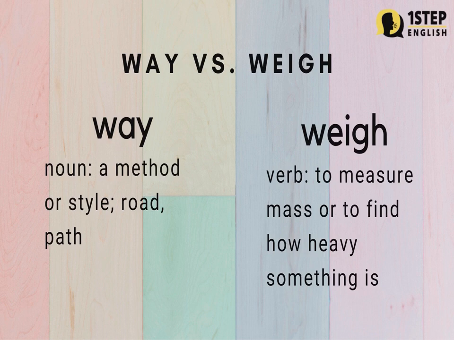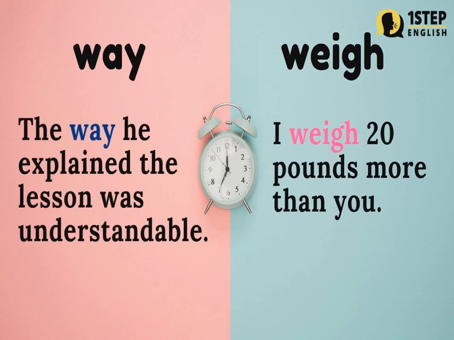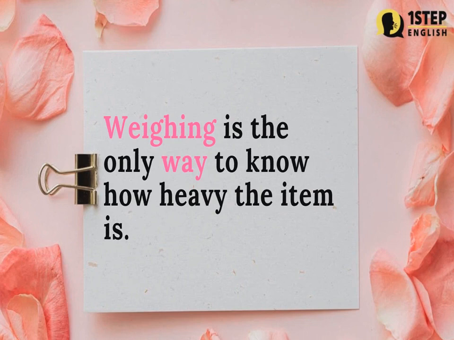Way versus weigh. Way, noun, a method or a style, road, path. Weigh, verb, to measure mass or to find how heavy something is. Examples. Way: the way he explained the lesson was understandable. Weigh: I weigh 20 pounds more than you. Let us use the words together. Weighing is the only way to know how heavy the item is.